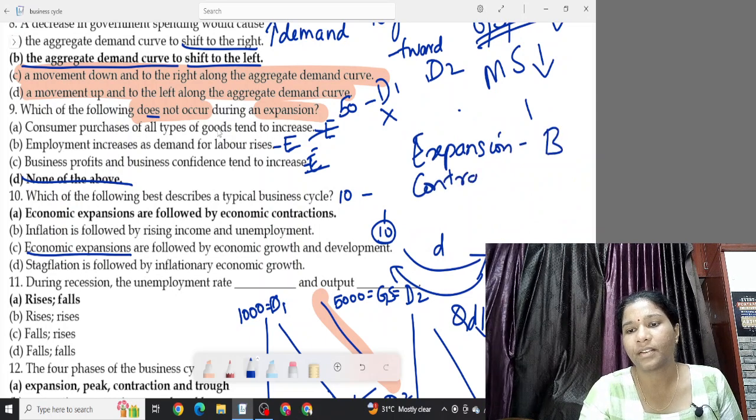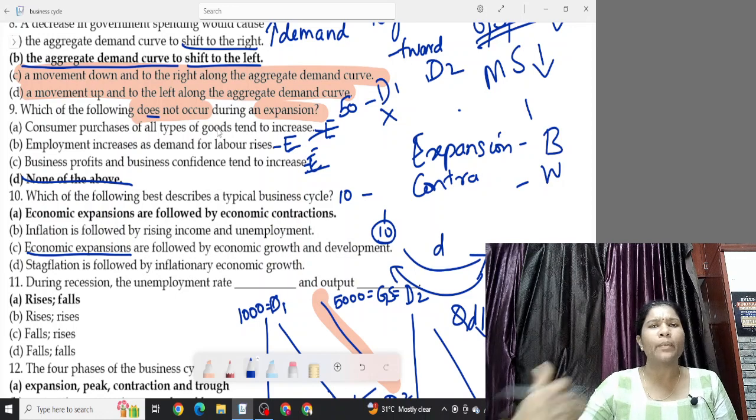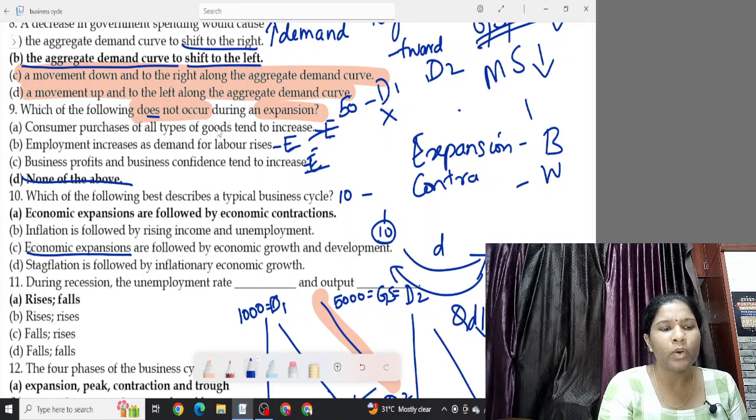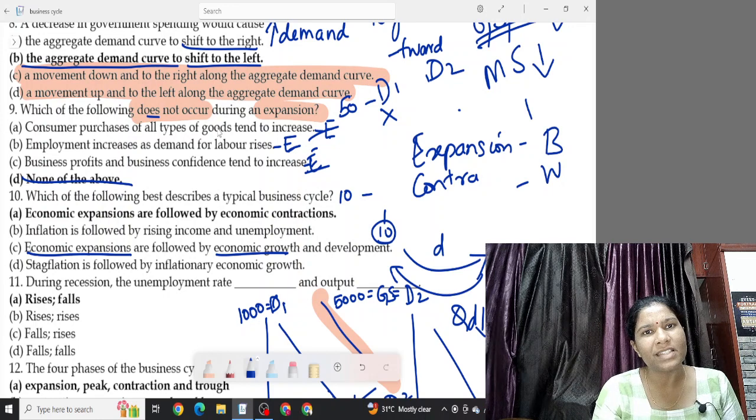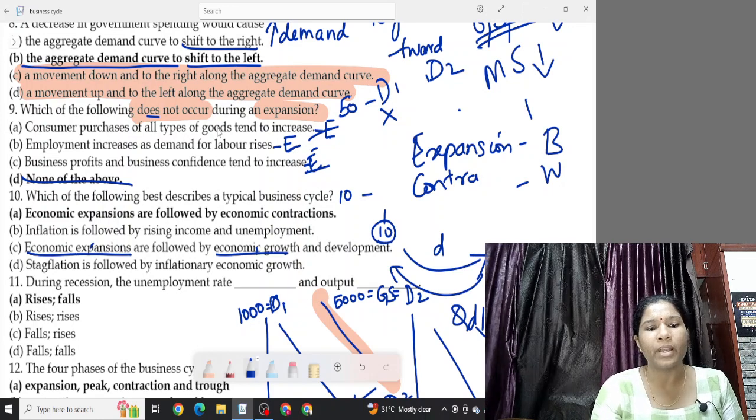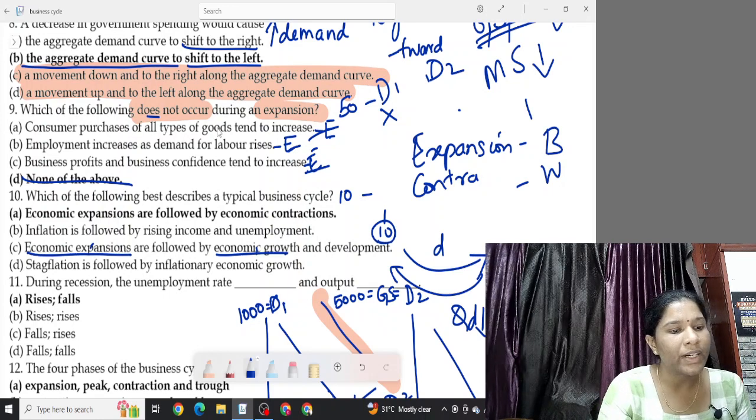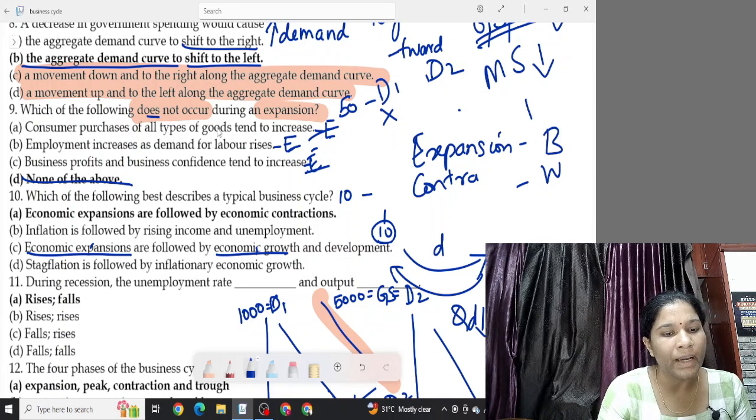Contraction, white. Which means black is followed by white, white is followed by black. Here they are giving you economic expansion and economic growth, which are one and the same, no? Here they are saying that white is followed by white. Is it right? No, it's wrong. Next one. Stagflation is followed by inflation.